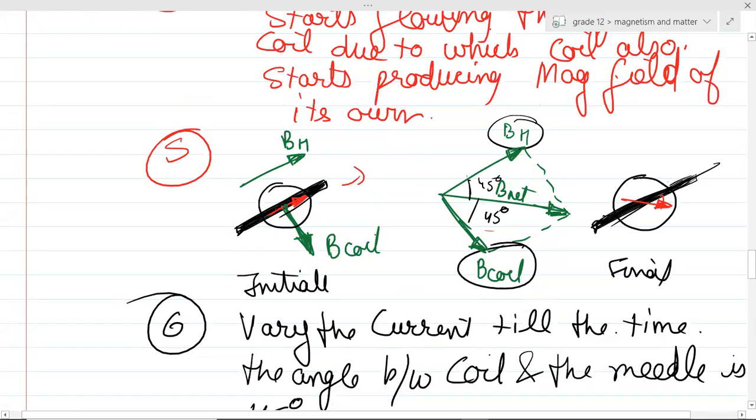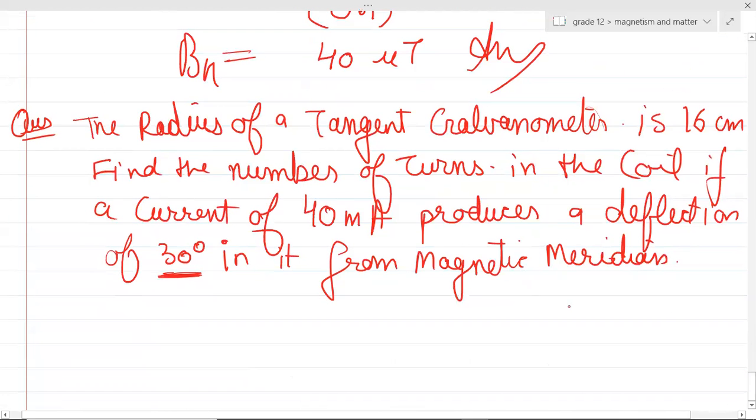So when a current was passing through this particular coil from the magnetic meridian, the needle deflected by 30 degrees, right? So please remember this particular thing. Acha. And also they have given BH is equal to 36 into 10 to the power minus 6.